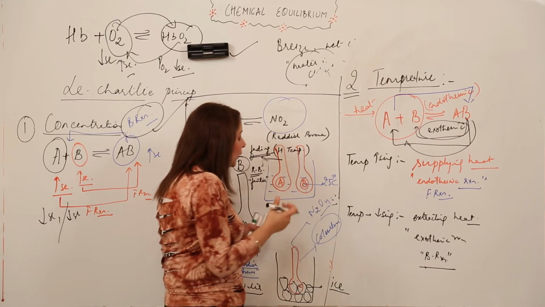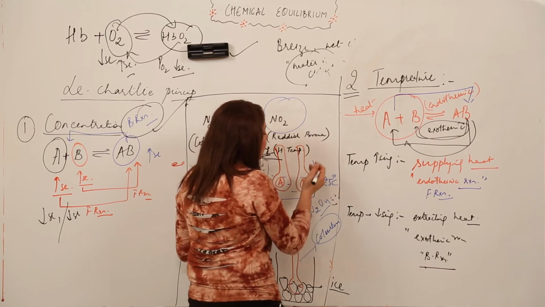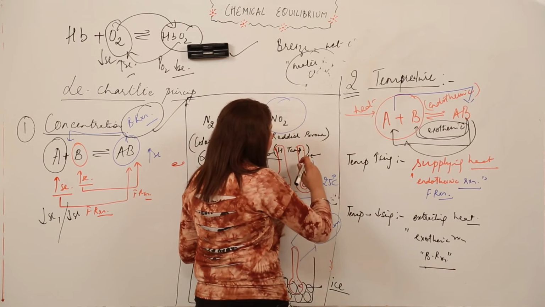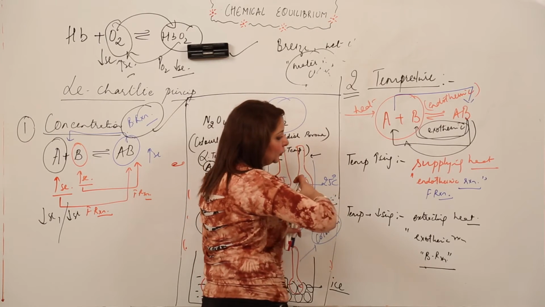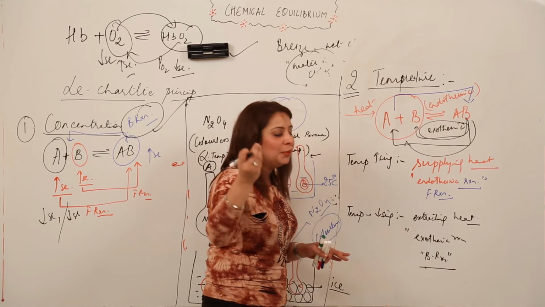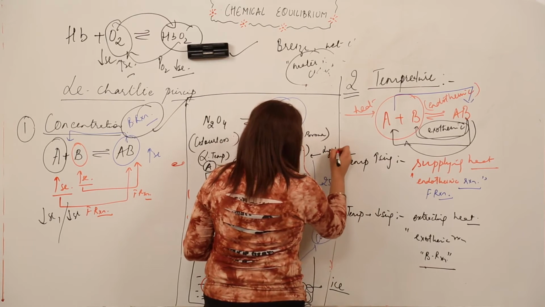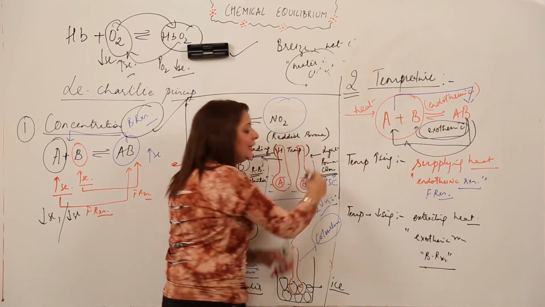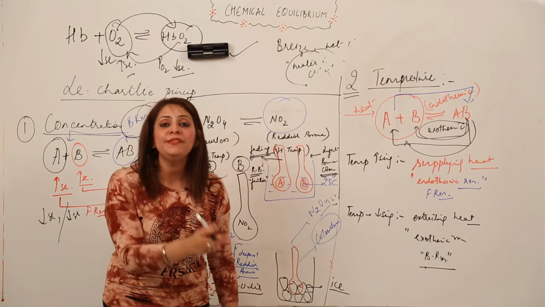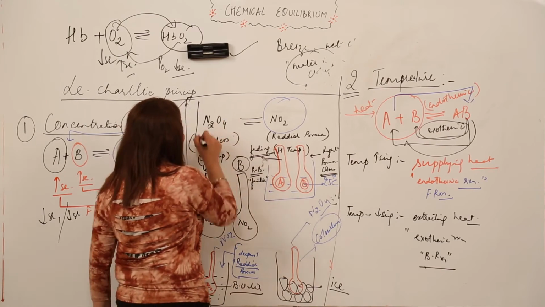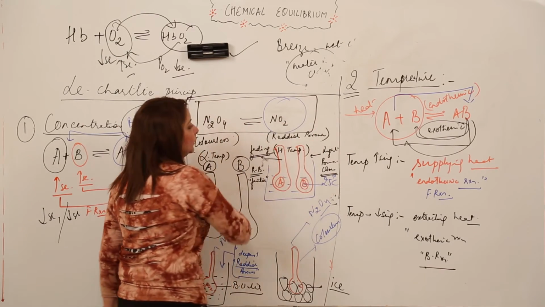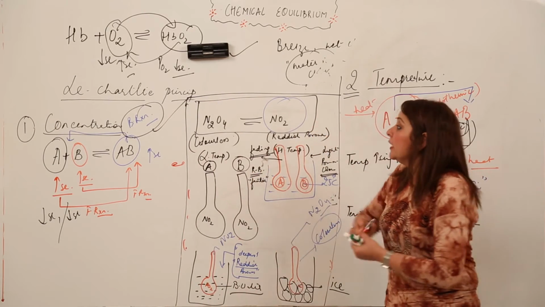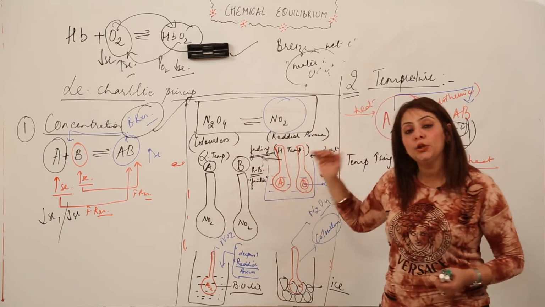So what happens when I keep it in this is that the colorless vessel starts imparting a lighter brown color, a lighter reddish brown color. So why are they doing so? Because at 25 degrees Celsius they exist in an equilibrium. That means there exists an equilibrium between the N2O4 gas and the NO2 gas.